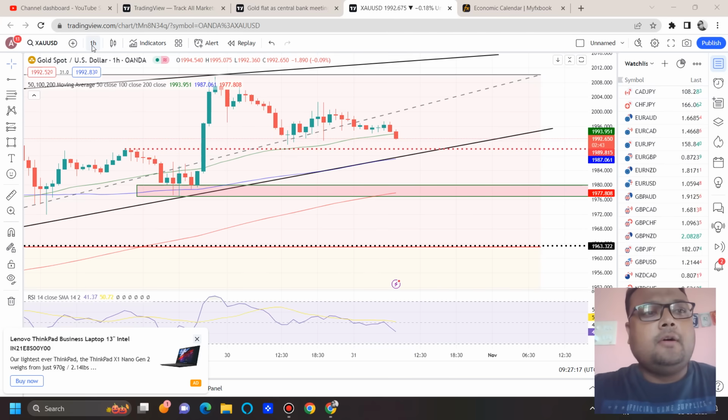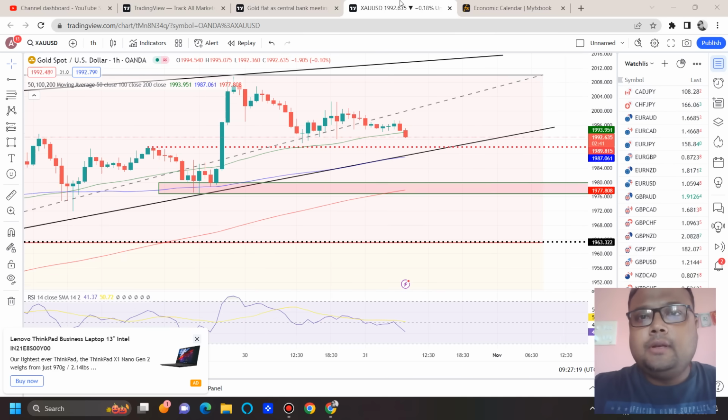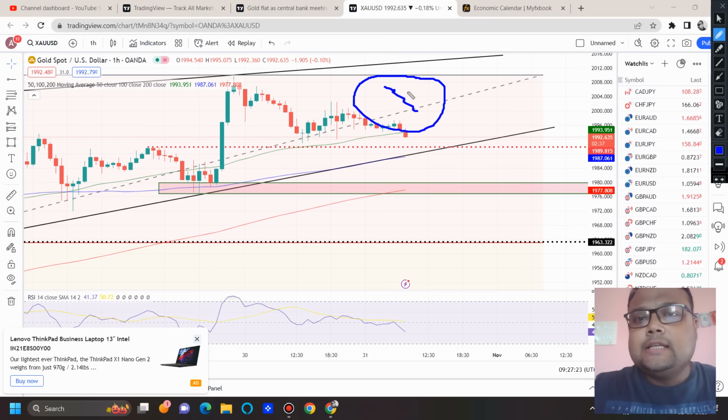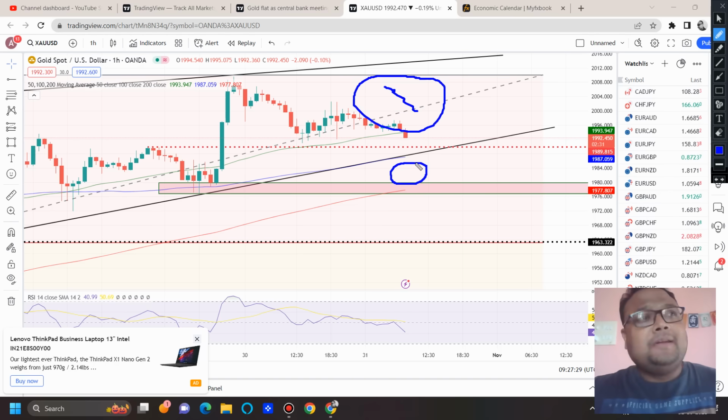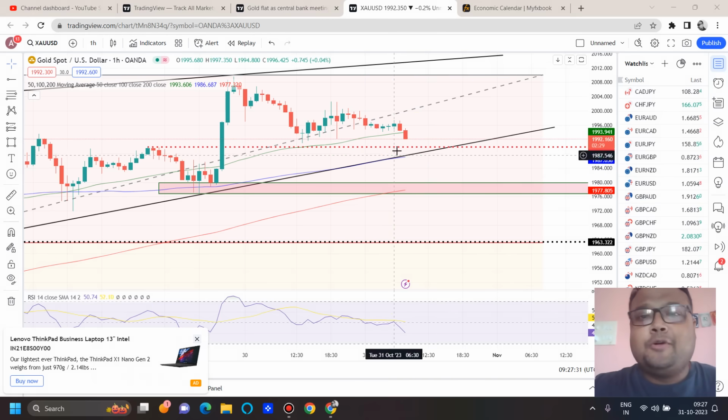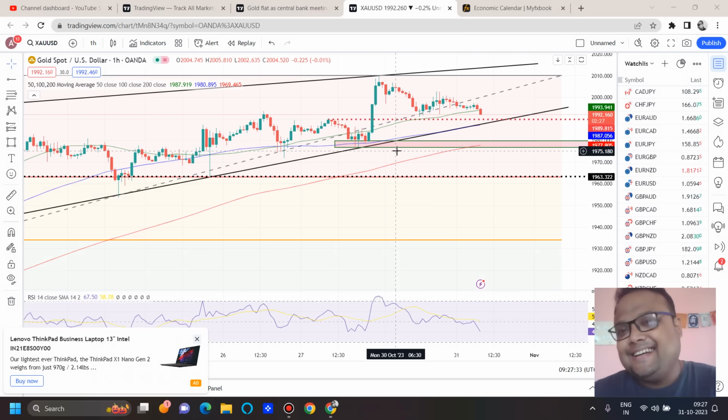Do not trade in the middle of the chart. For example, if you're planning to place a trade here, then there's a high chance that you will be trapped here. If you're planning to trade here, you may get trapped. So try to stick to the levels. Maybe the time has come again to trade from level to level. So let's wait and watch.